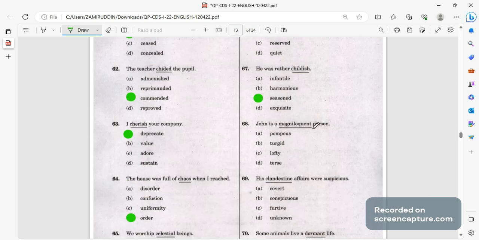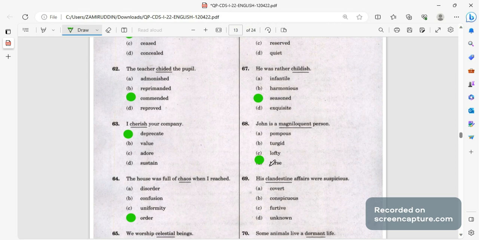John is a magniloquent person. Terse will be the right answer. John is a magniloquent person. बहुत ही bombastic person है. He is a kind of a magniloquent person. इसका opposite will be the terse. Terse is completely opposite of this. All right. John is a magniloquent person. The correct answer, the antonym will be terse.